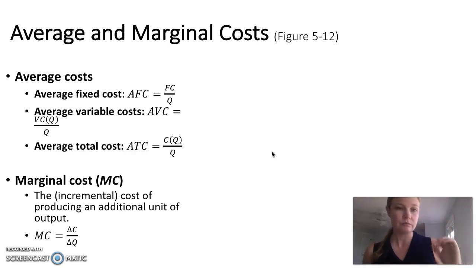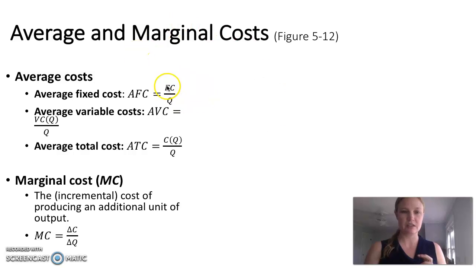All right, so let's just define. Average fixed cost is the total fixed cost over the quantity produced. Average variable cost is the total variable cost over the quantity produced. Average total cost is the total cost over the quantity produced. And then we keep using marginal, right? We're not going to stop using marginal. It's the additional cost of producing one more. If I produce one more unit of pizza, how much do my costs increase?